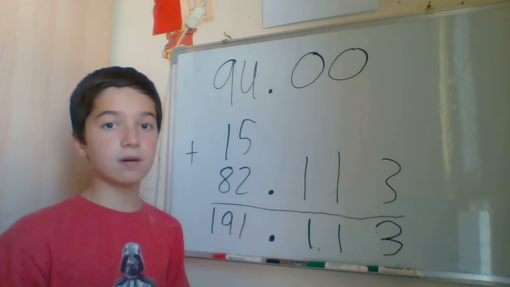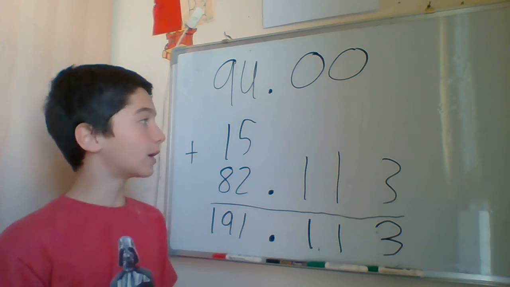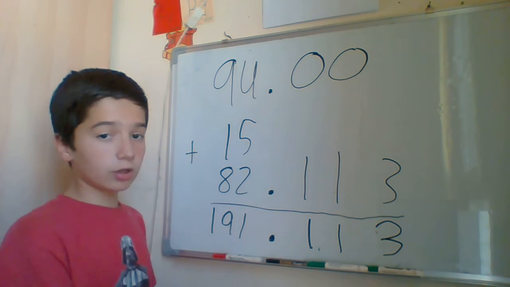Again, the rule of adding and subtracting significant figures is my final answer cannot have more decimal places than those the number I started with, which has fewer decimal places. Okay, here the number that has fewer decimal places is 15. So I'm going to draw a line here.